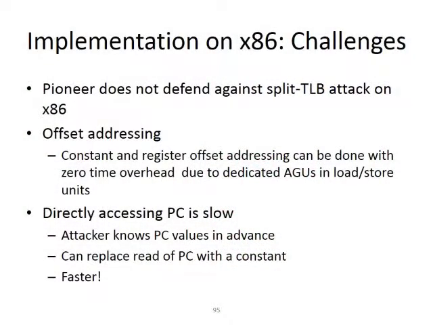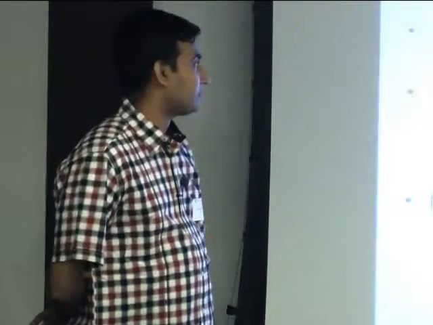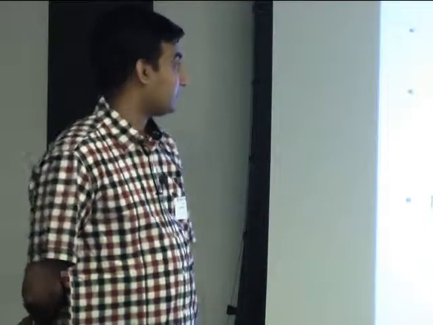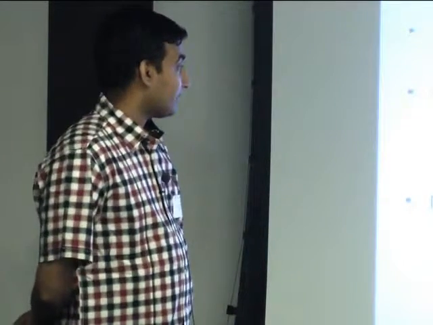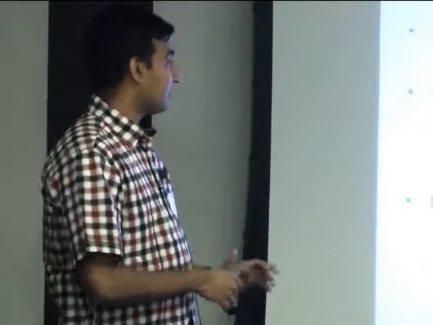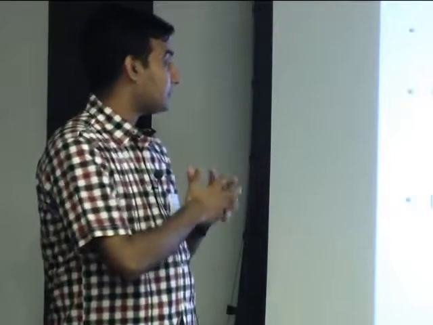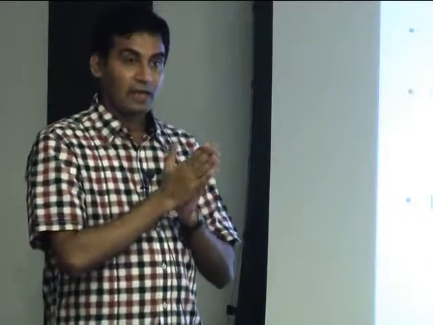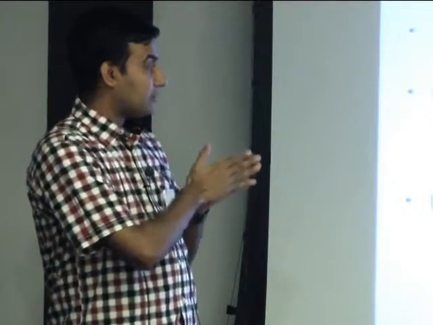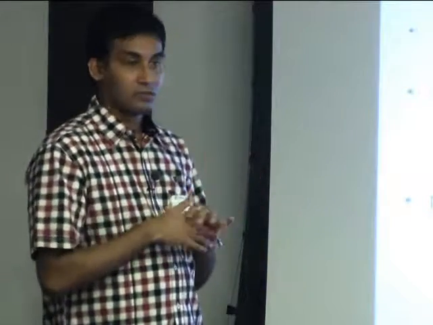Okay, so we have those three attacks, and then we said, okay, let's try to figure out how to defend against them. We couldn't come up with any good idea how to defend against the split TLB attack for Pioneer, right? So we just said, okay, we can't do this. Now, what about offset addressing? The challenge here with offset addressing, especially for the Pentium 4, for which Pioneer was implemented, is that constant and register offsets can be added to virtual addresses with zero time overhead. This is because Intel, of course, optimized for the common case, and they added dedicated address generation units in the load store units. So pretty much you can add any offset to any address, and there's zero latency.